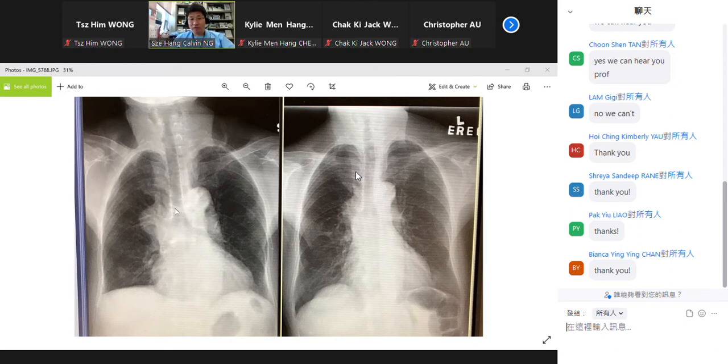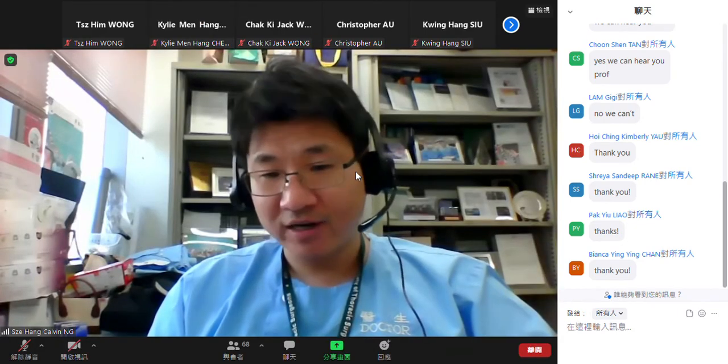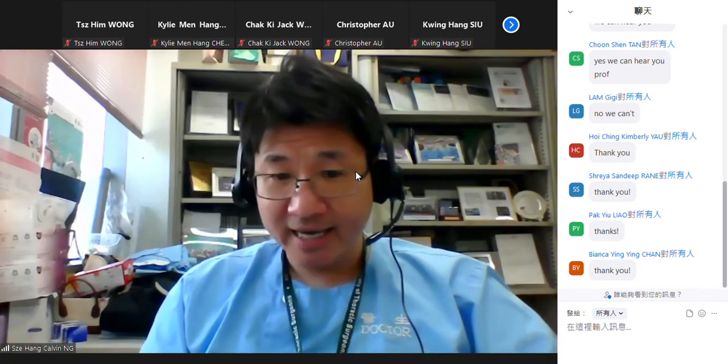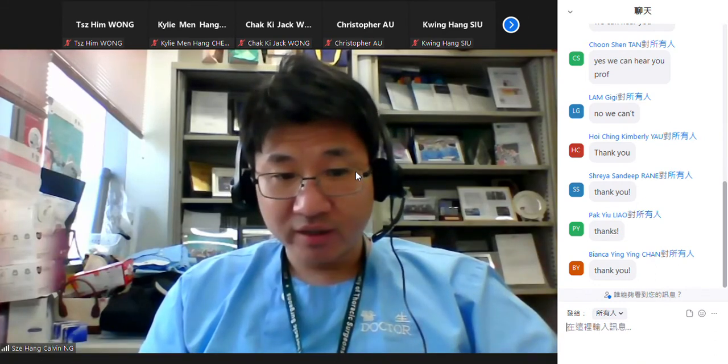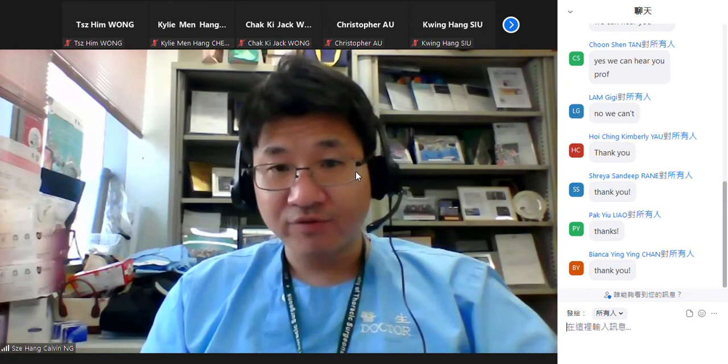So when you see a bulge like that, your next step is essentially to get a CT scan. Again, get a CT scan with IV contrast if you can.